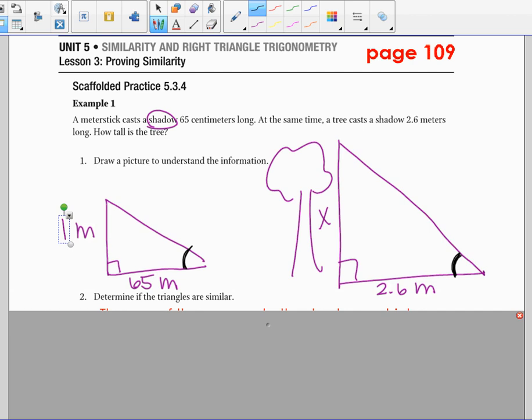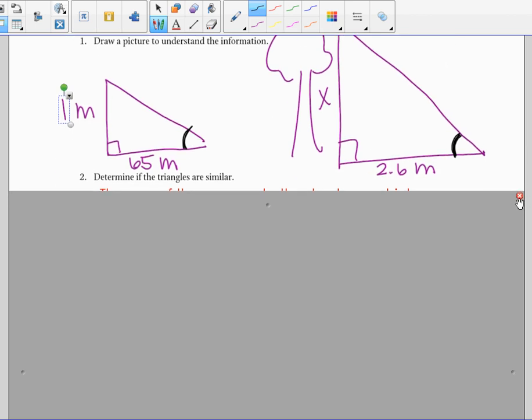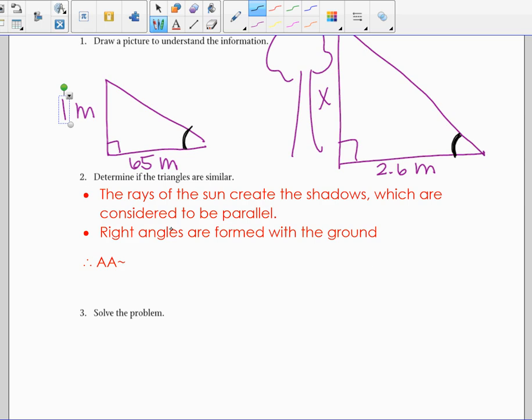So now we know the triangles are similar by angle, okay, which is all written out here. So the rays of the sun create the shadows, and so shadows are going to be parallel, they're on the ground, and then your right angles are formed with the ground, so therefore we have angles. So that's kind of what I just went through. So it says solve the problem.